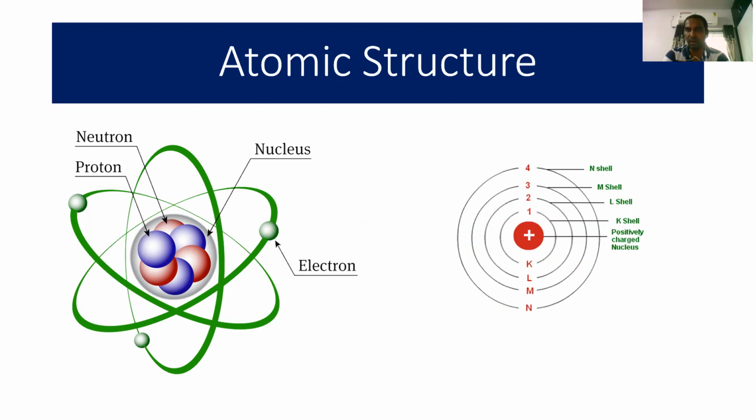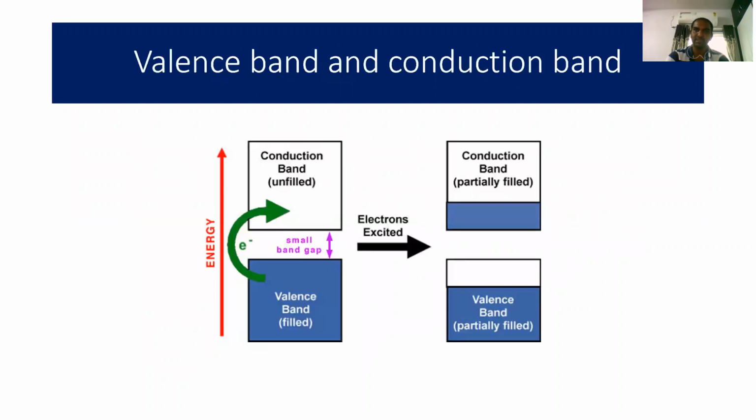If we divide all the circular orbits into various shells, we have K, L, M, N shells, and exactly at the center there is a positively charged nucleus. According to the band structure also, if we consider the material structure, we can divide it into two parts. One is the valence band and the second one is the conduction band. Already you know what is meant by band.